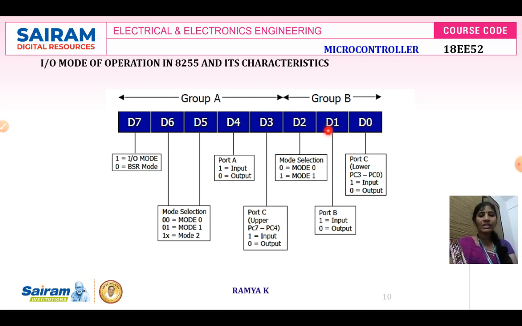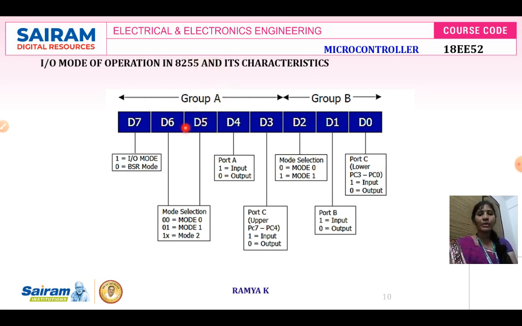Then D1 will decide whether port B has to be operated as an input port or output port. When you put 1 in this particular bit, then port B will act as an input bit. Suppose you are applying 0 in this bit, then port B will act as an output bit. And also you can select a separate mode of operation for this port B also. That is, group B and group A will have separate modes of operation.